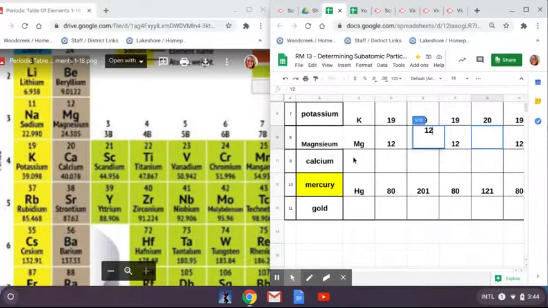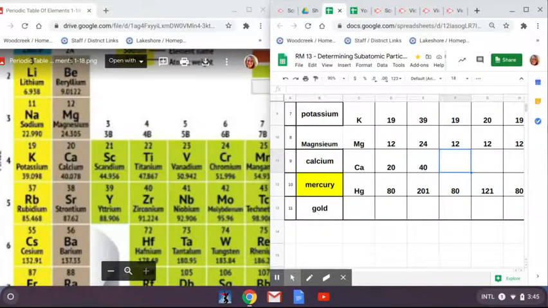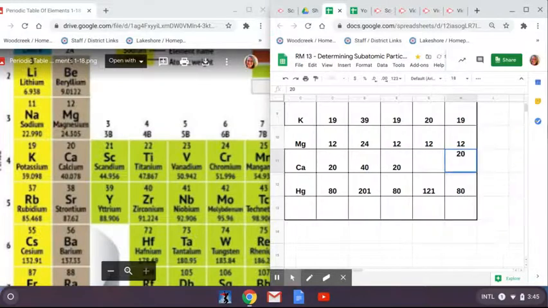Okay, the next element is calcium. Calcium is right beneath magnesium, represented by a capital C and a lowercase a. And it has an atomic number of 20 and a mass number of 40. And so that means that calcium has 20 protons because the atomic number is 20, and it has 20 electrons. For the number of neutrons, it's the mass number 40 minus the atomic number 20, giving me 20 neutrons.